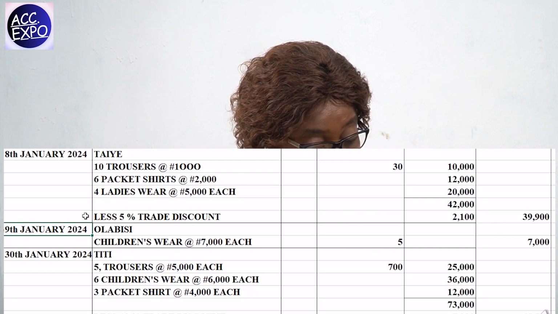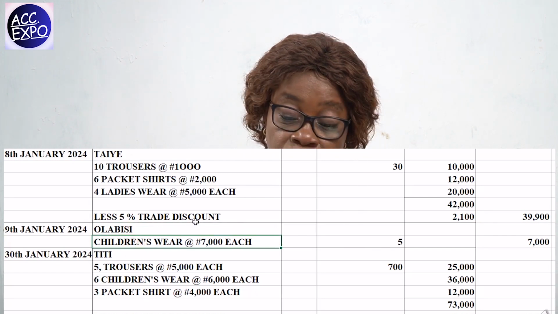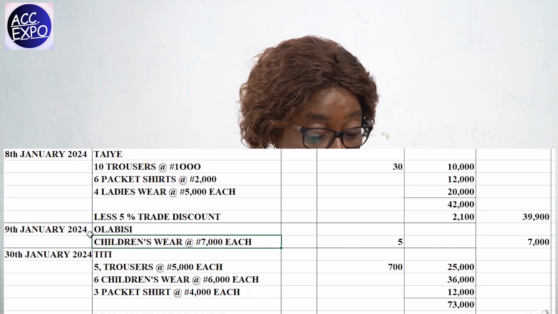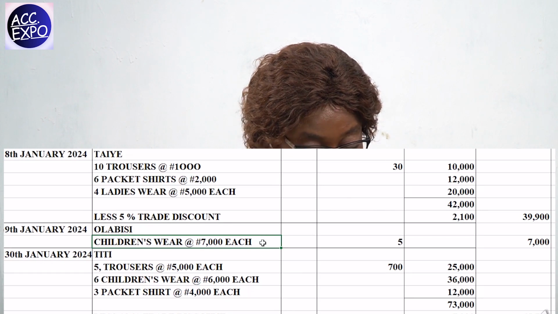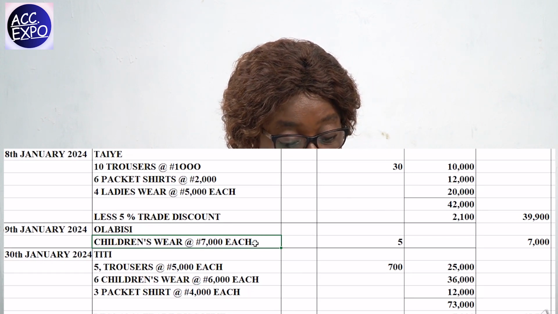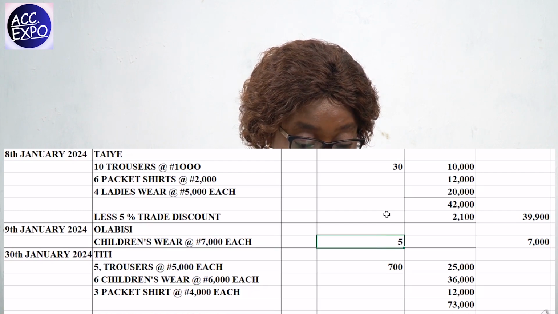Then on the next transaction that took place on the 9th of January, when he bought children's wears from Olabisi. So in the date column, we have 9th of January 2024. Olabisi's name will come first in the particulars account details column, followed by children's wear. Then the invoice number 5 will be written in the column for invoice number.